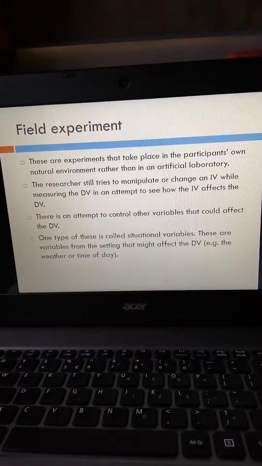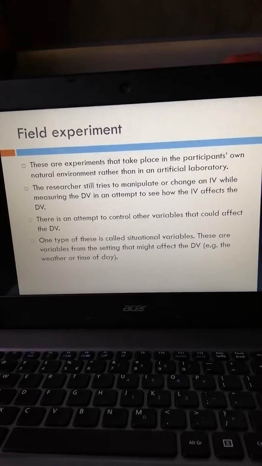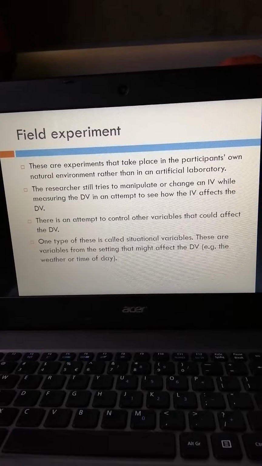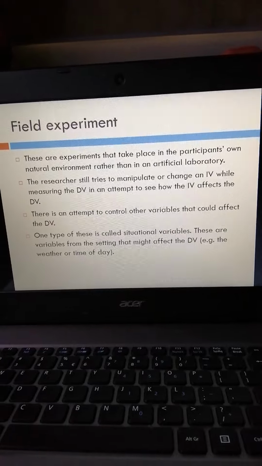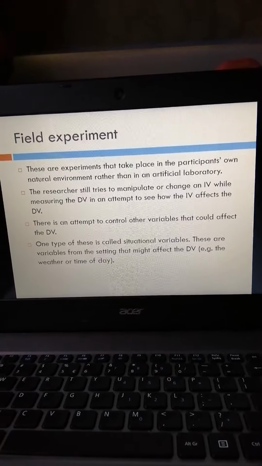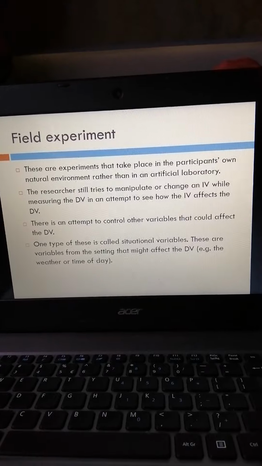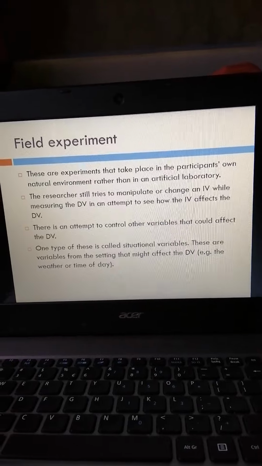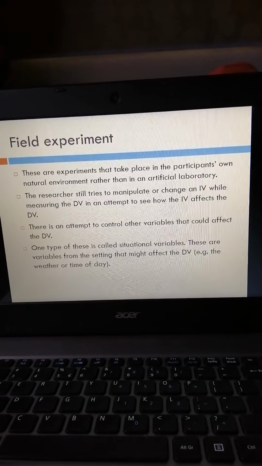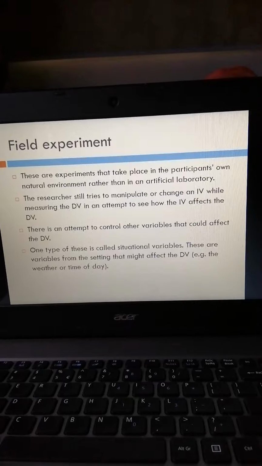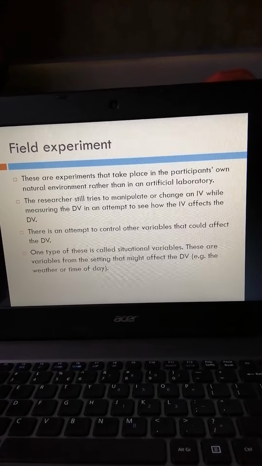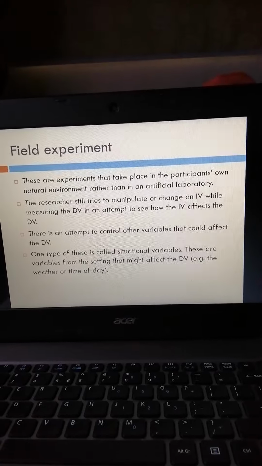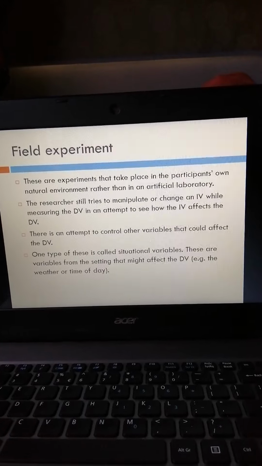And here the researcher tries to manipulate or control the independent variable, but it's not directly. Okay, for example, to see the effects of promotion on the behavior of customers. So what the researcher can control or manipulate is the promotion, and what the researchers cannot control is the DV. The DV will be measured. The DV is how the customers or the participants will behave in buying items based on the promotion.